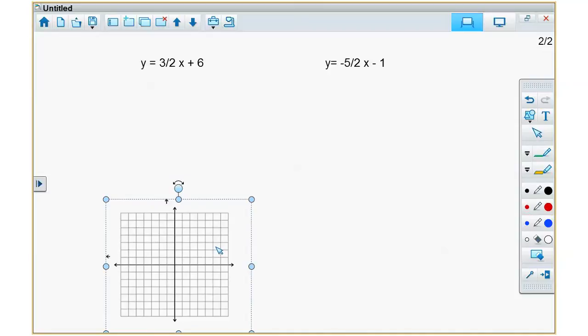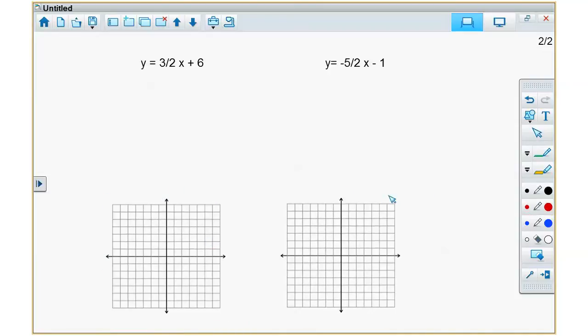Duplicate. Well, it didn't duplicate, did it?